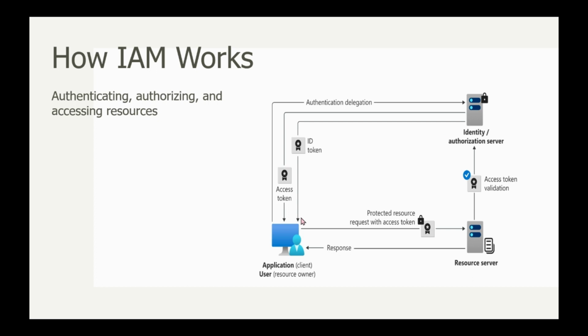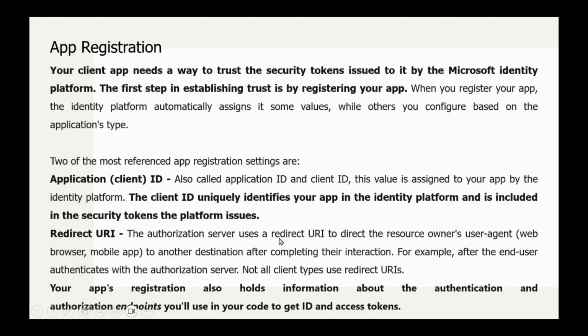Okay, so that means how the identity server knows this request is coming from a valid application or not. At the same time, how does the client application trust that the token is sent by the proper identity server or not? So how is this trust established between the identity server and the client application? That is through app registration.